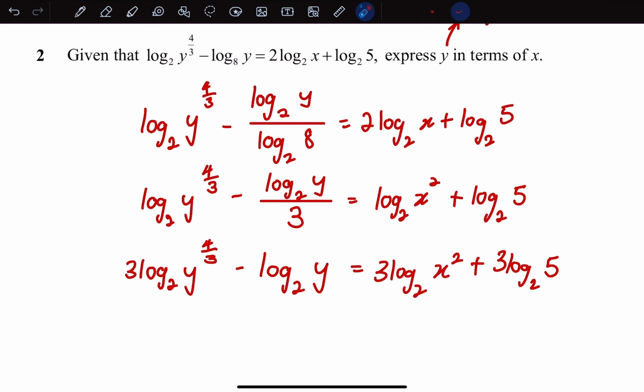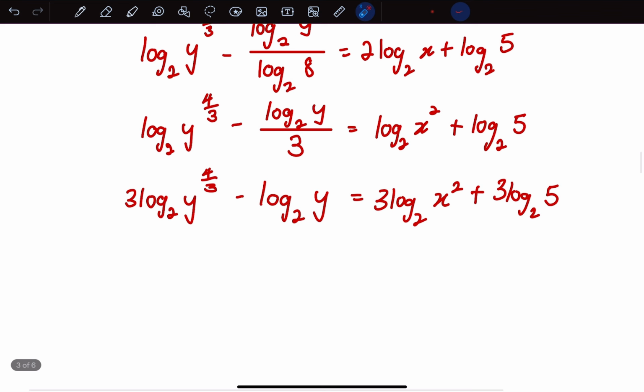Many people will only multiply 3 to here but forget that this 3 is multiplying to the entire right hand side, which is why there should be a 3 here and here. Okay, then after that I can continue to simplify further from here. By power law, I can bring this power up.